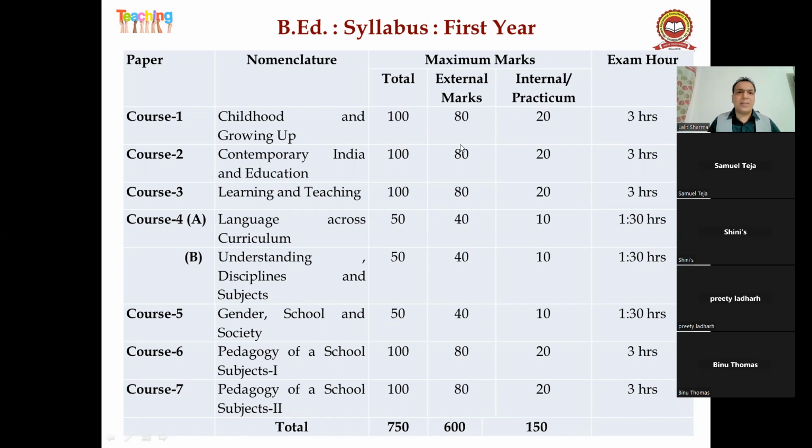So these 2 papers belong to the teaching papers, right? And the rest 5 papers, okay, what are the names of the 5 papers? It is on your screen. Number 1, childhood and growing up. Second, contemporary Indian education. Third, learning and teaching. Fourth, there are 2 parts: language across curriculum, understanding discipline and subject. Fifth paper, gender, school and society.